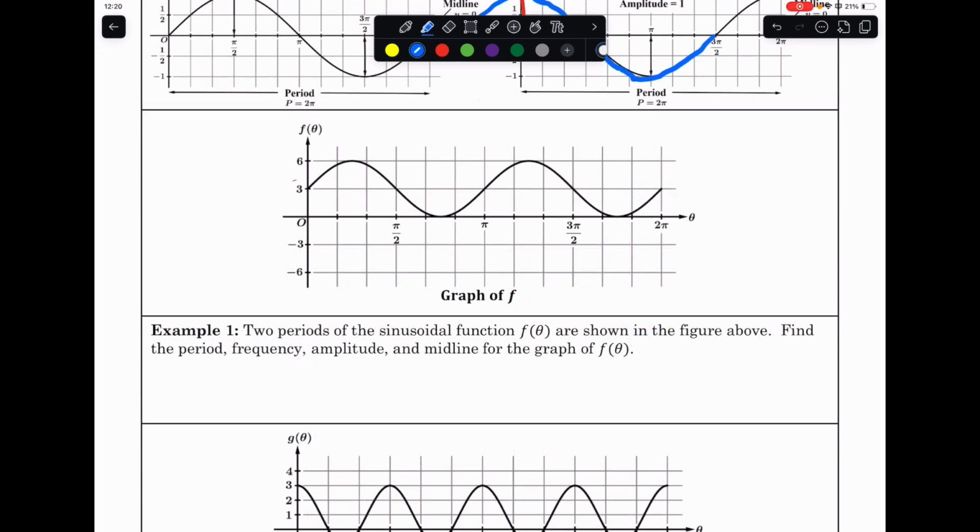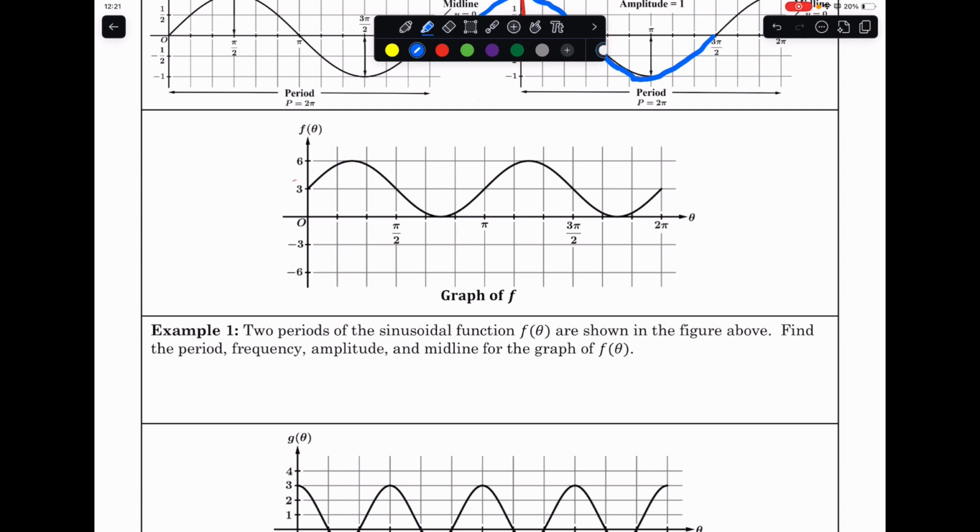Let's now look at some sinusoidal functions and identify the key characteristics of these functions. In example 1, the two periods of the sinusoidal function f are shown in the figure above. We want to find, like I said, the period, the frequency, amplitude, and midline of the graph.